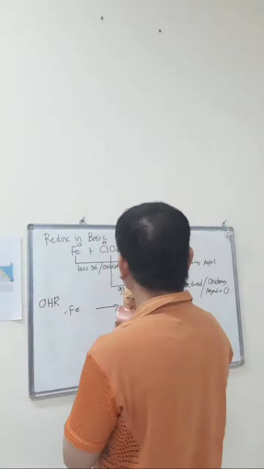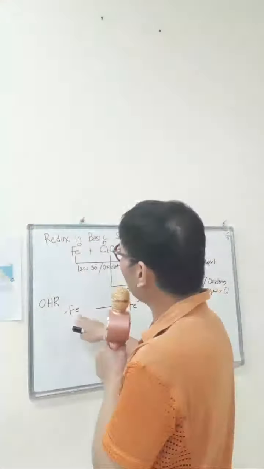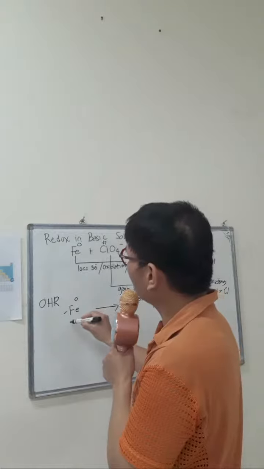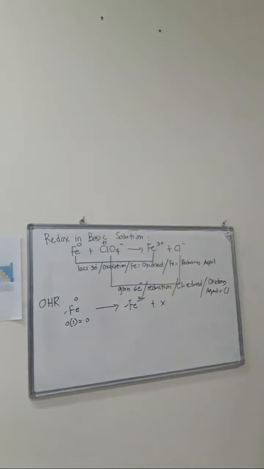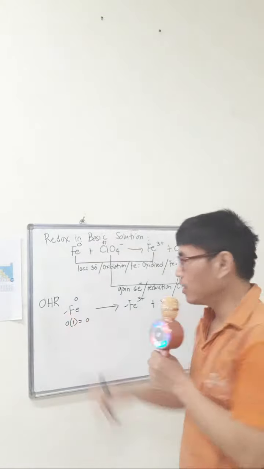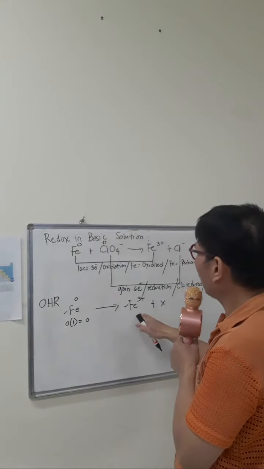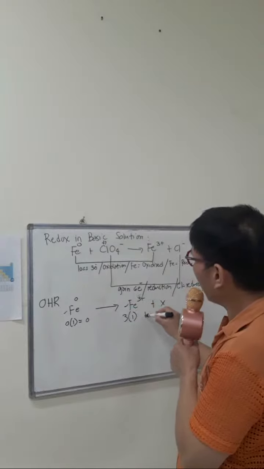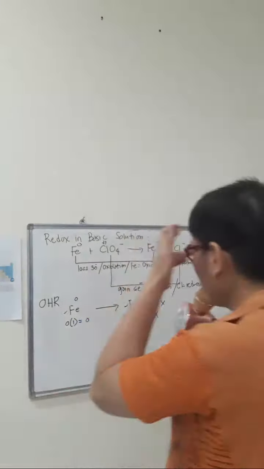Now the first procedure is to balance the number of atoms. Iron 1, iron 1, so completely balanced. And then balance the charges. Iron is an elemental solid here, so the oxidation state is 0, 0 times 1 is 0. The 1 beside the iron is not written, and nothing in chemistry is just equal to 1. Now we go to the other side: ferric, positive 3 times 1, then plus x, because we left x as our number of electrons. We need to solve for that.